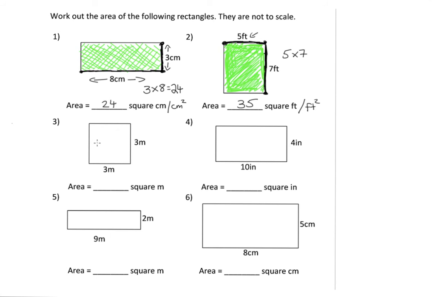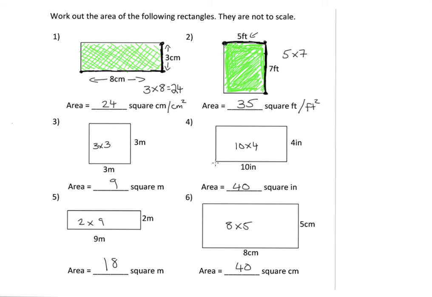Alright, hopefully you've had a go. So here we are multiplying 3 by 3, which gives us 9. Over here we're multiplying 10 by 4, which is 40. Over here we're multiplying 2 by 9, which is 18. Over here we're multiplying 8 by 5, which is 40. So that is the area. Let me know if you get stuck with any of these. You can send me a comment or you can send me a picture of your sum and I can help you.